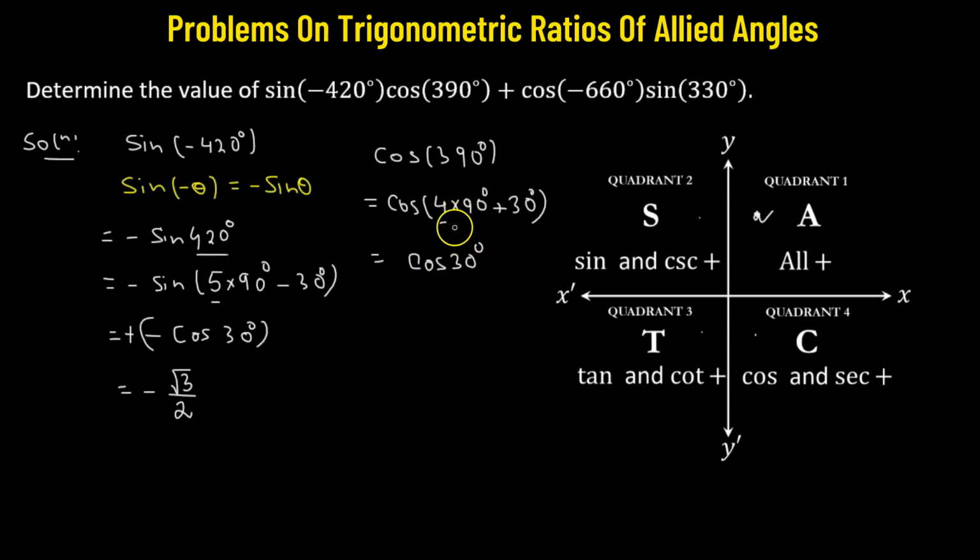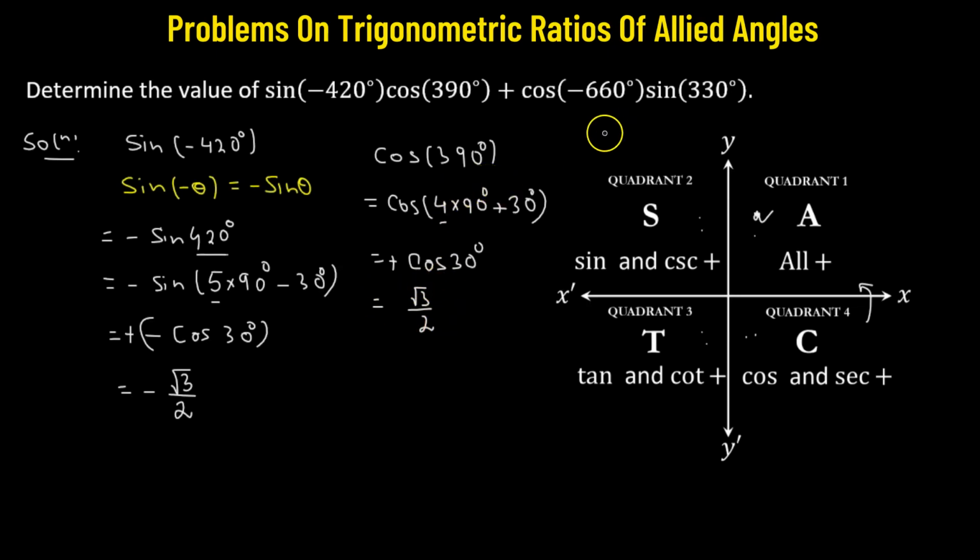So let's see in which quadrant we are lying. 390 corresponds to 4 times 90. So 4 times 90 means 1, 2, 3, 4. We are in the fourth quadrant. But we are also adding 30 degrees to it, so we are going to move to the first quadrant. Since we are in the first quadrant, all trigonometric functions are going to be positive, and cosine 30 is simply square root of 3 over 2. So we've obtained the value of cosine 390 degrees as well.